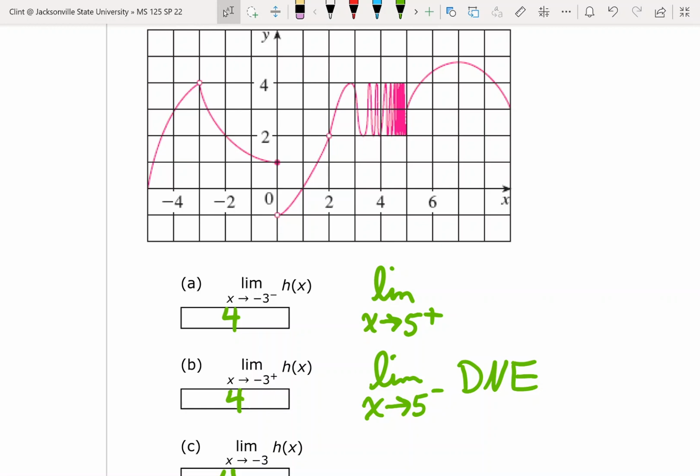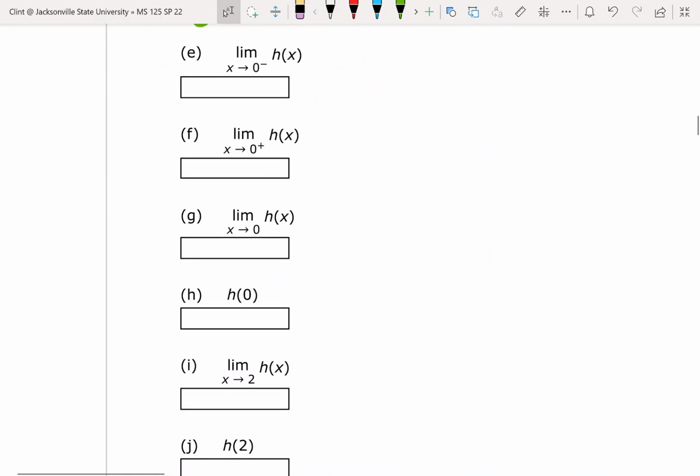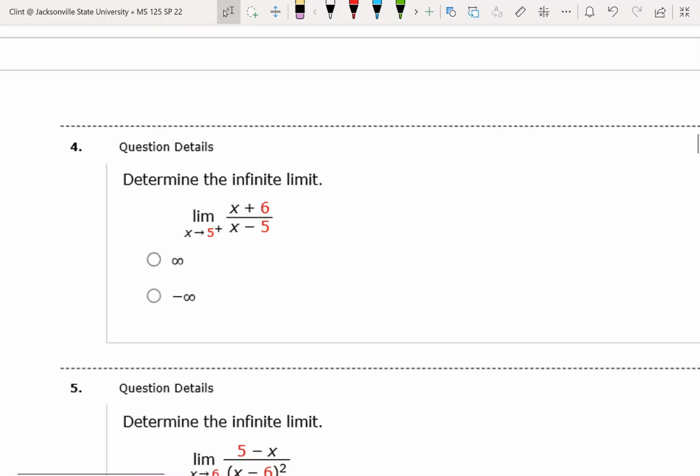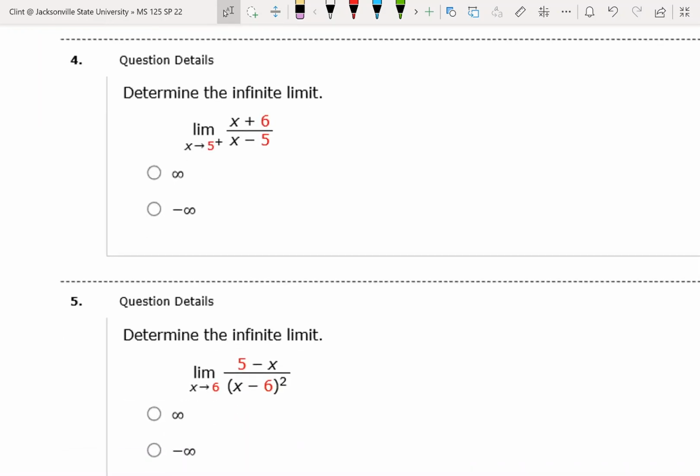Anything else on those before we move on? Okay. Or we get kind of into thinking about limits without a graph. So on one like this one, we know if we plug 5 in, we're going to get 0 in the denominator. So that's going to give us a vertical asymptote.